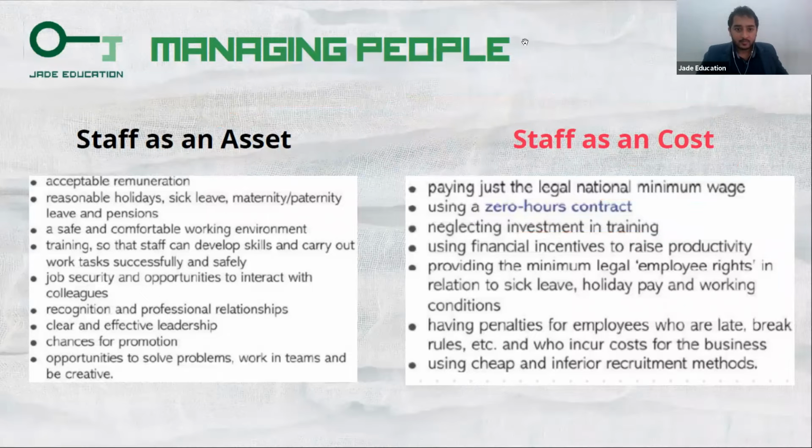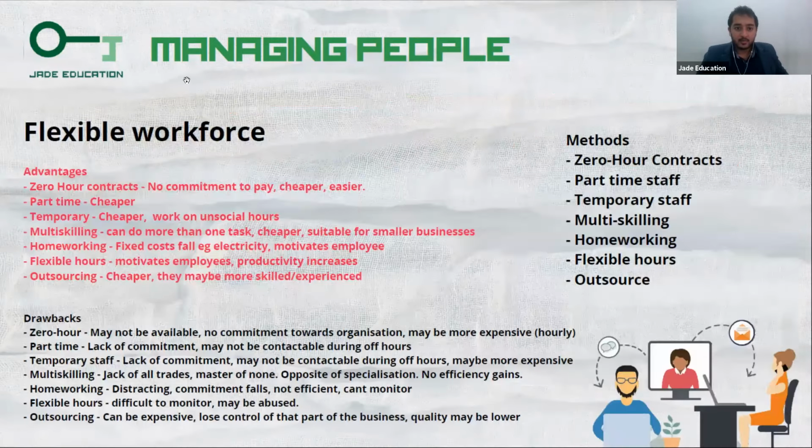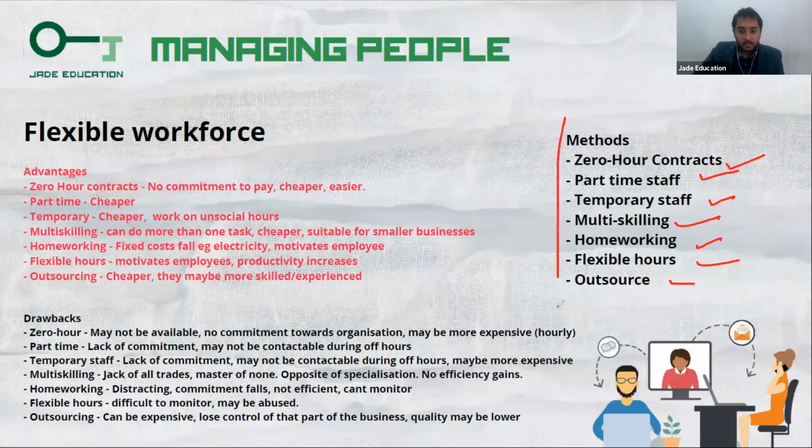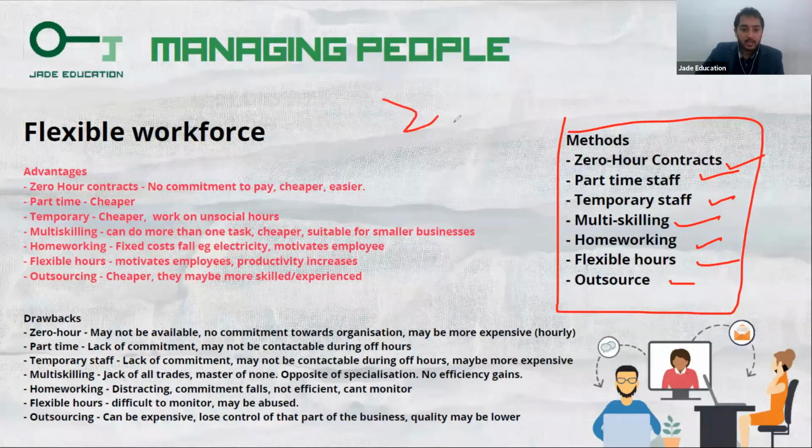Then we're moving on to flexible workforce, guys. When it comes to flexible workforce, there are several different methods: zero-hour contracts, part-time, temporary staff, multi-skilling, home working, flexible hours, and outsourcing. Go take a look at what these are. You have to know what these are, because if you don't know, you are at a big drawback. This is a 20 marker right here.